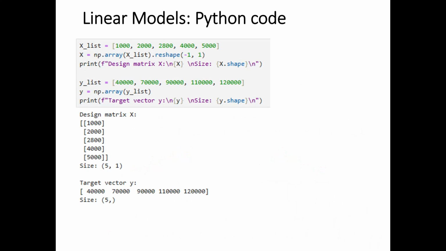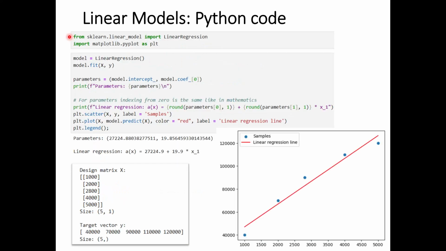Let's see how to implement linear regression in Python. Here we define the design matrix X and target vector Y. It's the same example as on the previous slides, with 5 examples and only one feature. To build linear regression, we use one of the most well-known machine learning libraries, scikit-learn. We import the LinearRegression class from the sklearn.linear_model module and matplotlib.pyplot as plt. Model is an instance of the LinearRegression class.